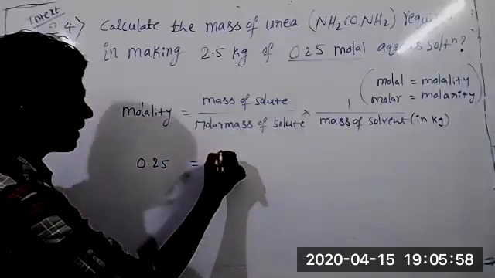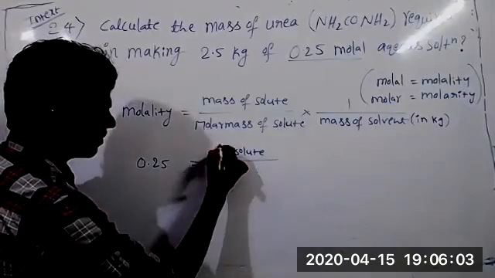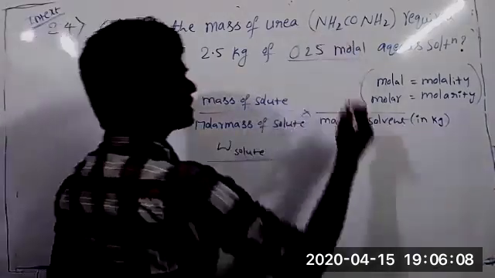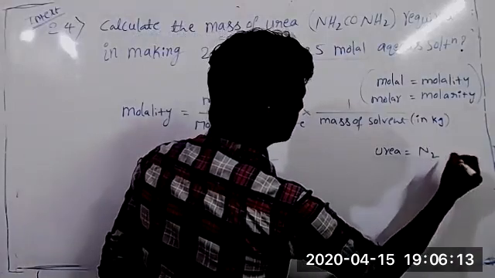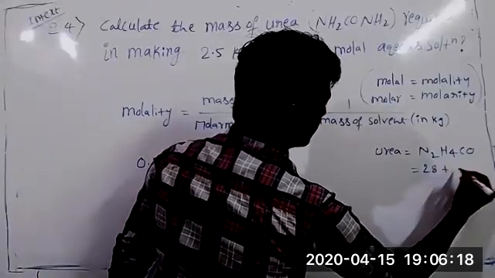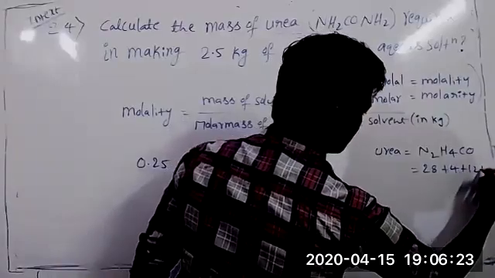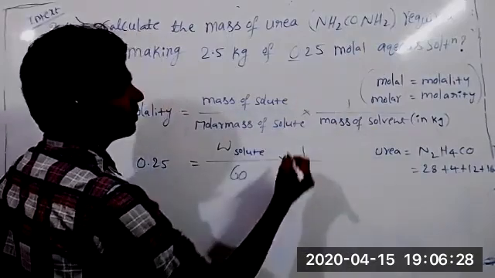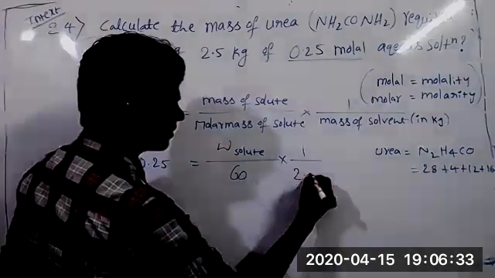The mass of solute we have to calculate. Molar mass of solute, molar mass of urea, N2H4CO: 28 plus 4 plus 12 plus 16, that is 60. So 60 into 1 by 2.5 kg. Solvent mass is 2.5 kg.